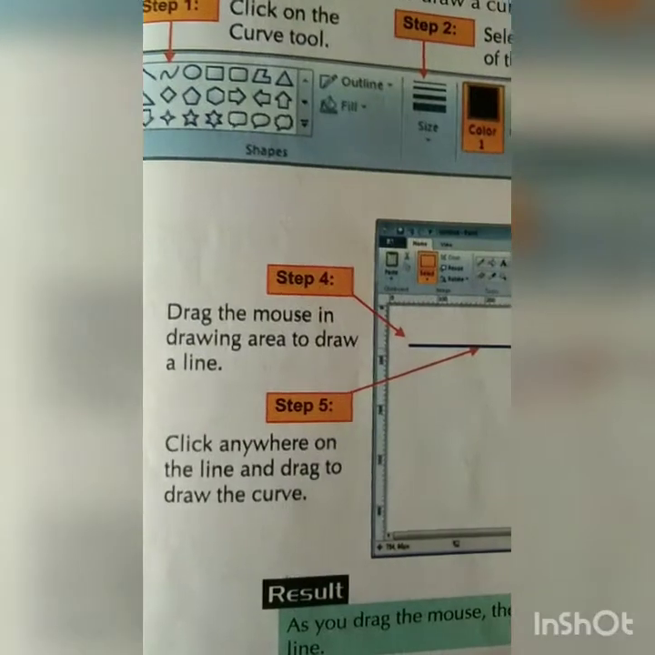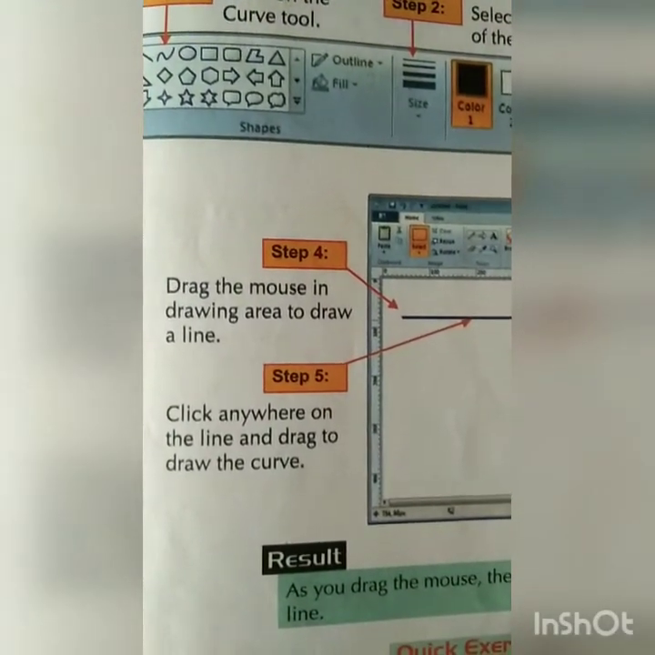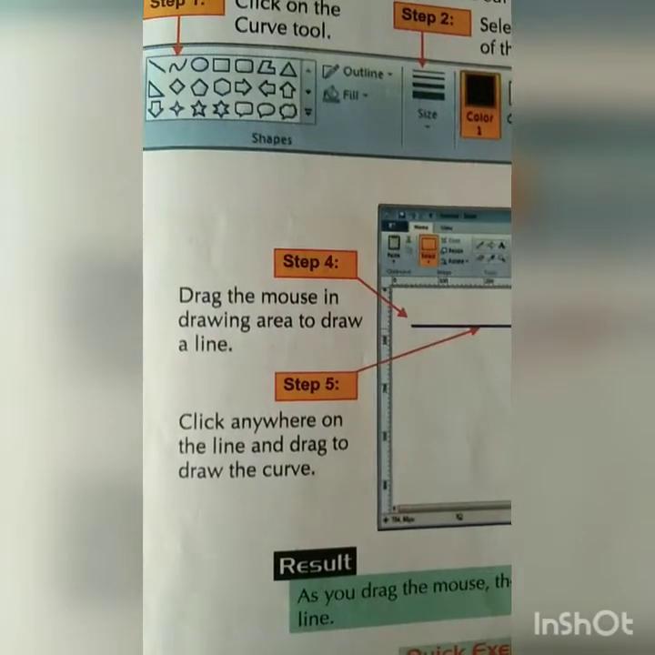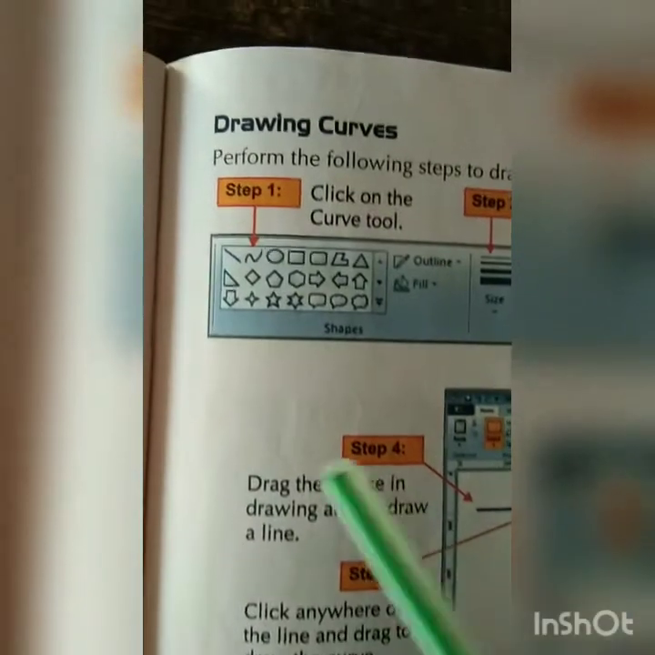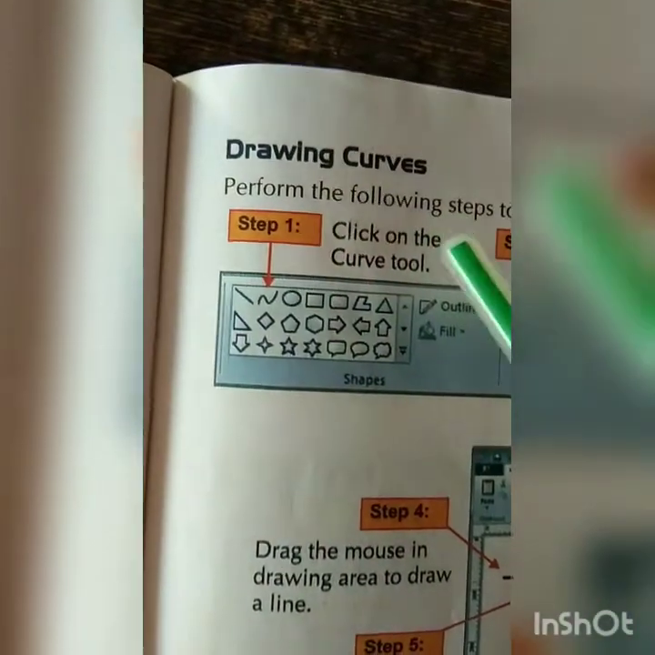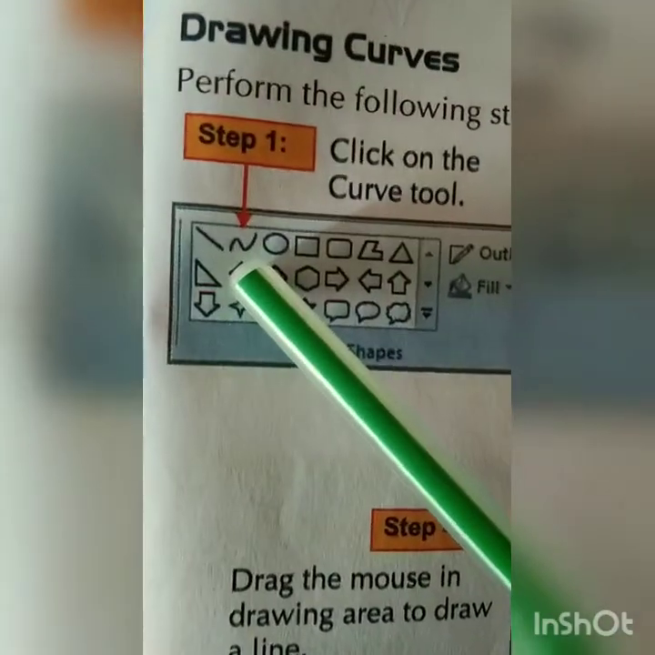So let's start our computer subject today. We are going to learn lesson number 4, MS Paint part 3. Today we will learn how to draw a curve shape. From the drawing curves, we are going to take the curve tool. This is the second picture you are seeing, the curve tool.